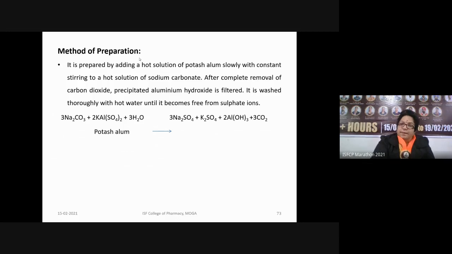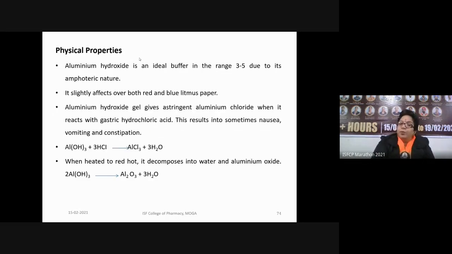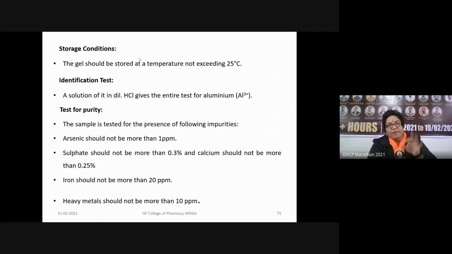Coming to its physical properties, it slightly affects both red and blue litmus paper. Aluminum hydroxide gel gives astringent aluminum chloride when it reacts with gastric hydrochloric acid, and sometimes it results in nausea, vomiting, and constipation. I have already mentioned that they lead to constipation. When heated to red hot, it decomposes into water and aluminum oxide. It is a thumb rule that they have to be stored at a temperature around 25 degrees, in a well closed container. Identification test: a solution of it in dilute HCl gives the test for aluminum, that is, Al3+.